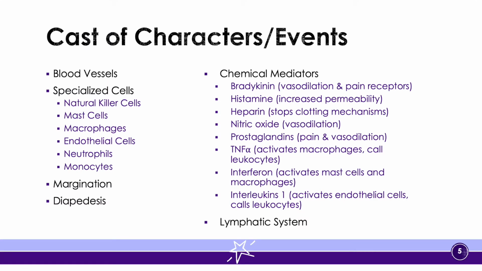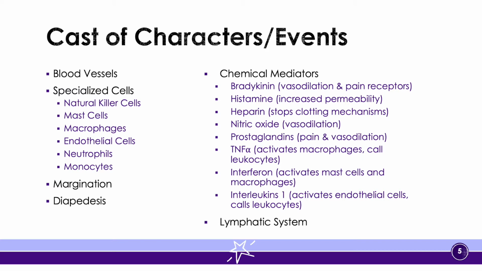Well, let's go back to our cast of characters and events that we've been looking at over the past lessons. In lesson one, we had our general introduction and we talked about the blood vessels. In lesson two, we talked about our specialized cells, that includes our natural killer cells, our mast cells, macrophages, endothelial cells. And from our cast of characters that we already looked at, I also added in neutrophils and monocytes to this list. There's also some events that we talked about during that process in lesson two, which was the margination and diapedesis. So I think that should be incorporated in this summary as well.